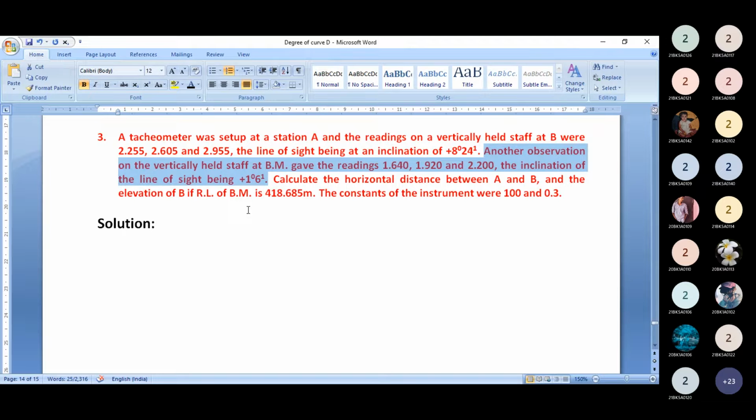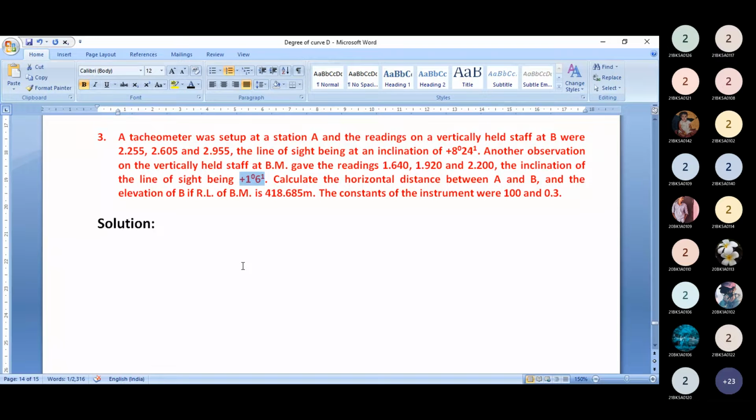But in this case they made a mistake: when taking the reading at the benchmark, the instrument is showing an inclination angle of 1 degree 6 minutes. So this is the wrong case, and that's why the additive constant came as 0.3. If they had set 0 degrees 0 minutes and taken accurate readings, it might have come as 0. Anyhow, the inclination is given as 1 degree 6 minutes, so in this case we have to calculate the height of the object station B.